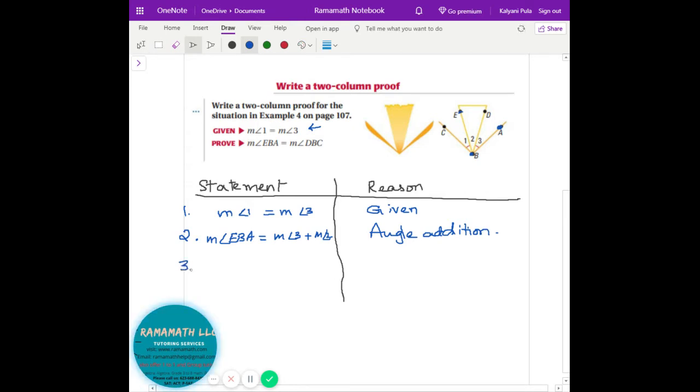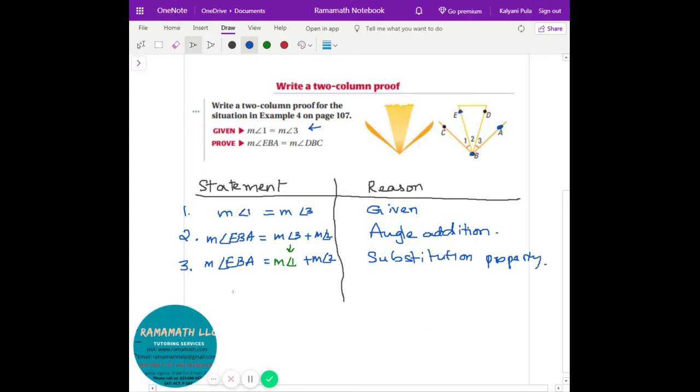And similarly, you can write measure of angle EBA also as measure of angle 2 plus, instead of angle 3, measure of angle 1, because they're equal, right? We can say it's the substitution. Instead of measure of angle 3, we substitute angle 1. So it's called the substitution property.